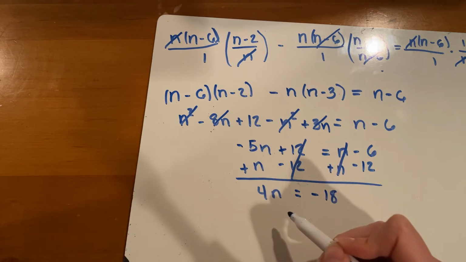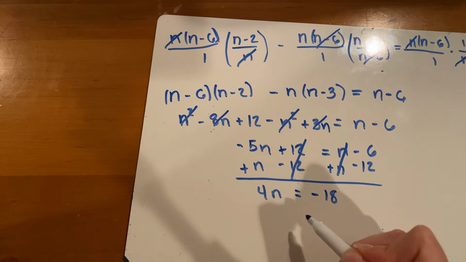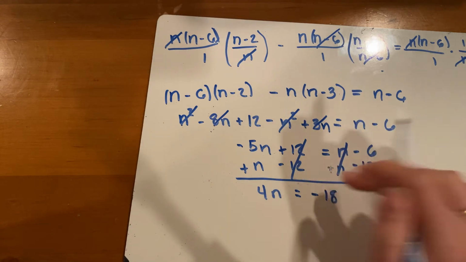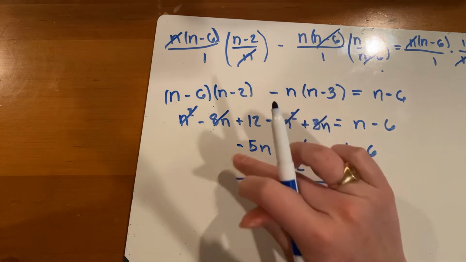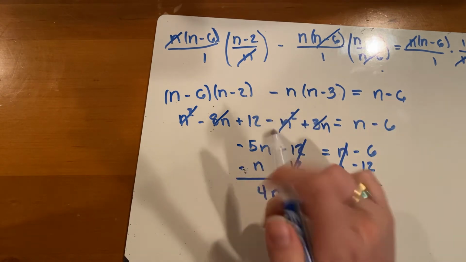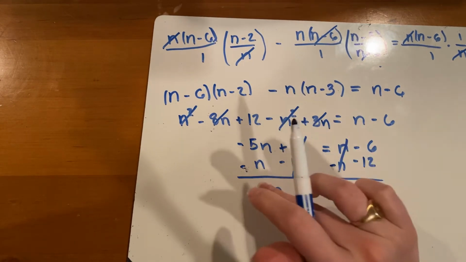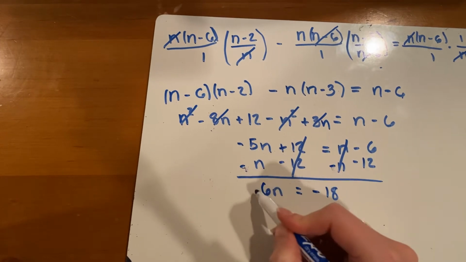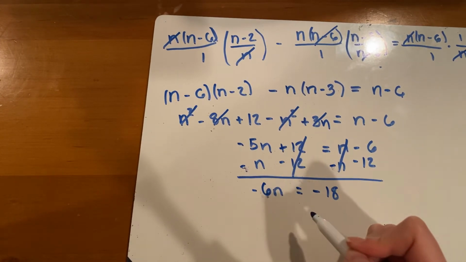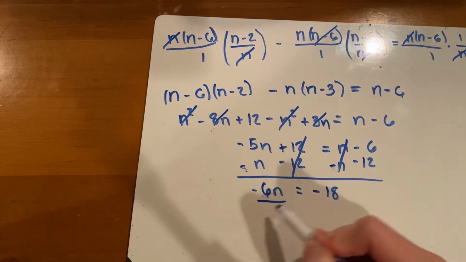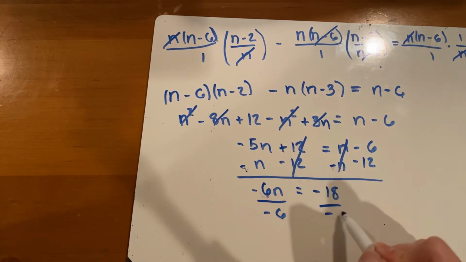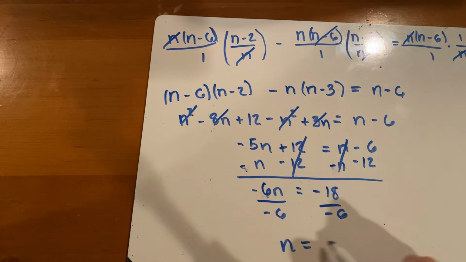Divide out your 4. Oh, oops. I actually had to subtract this n because it was a positive n. That changes things. Negative 5 minus 1 is negative 6. There we go. Once you get to the end and you're like, oh wait, that doesn't divide, it's always a good time to double check your work. Negative 6, divide out your negative 6, n equals positive 3. So, albeit kind of a long process, we were still able to solve for our missing variable.